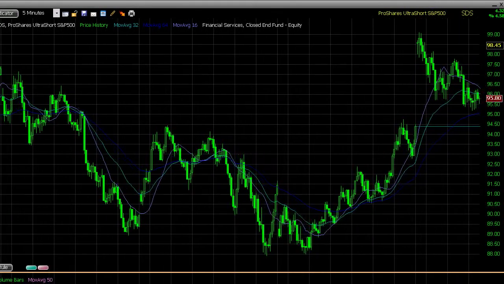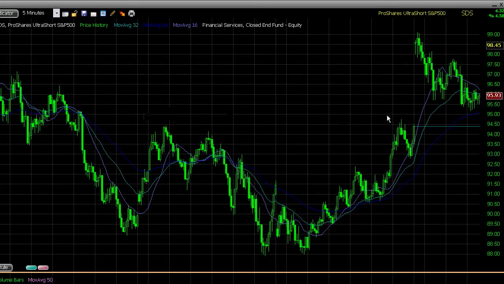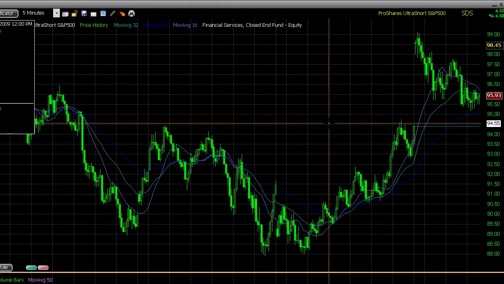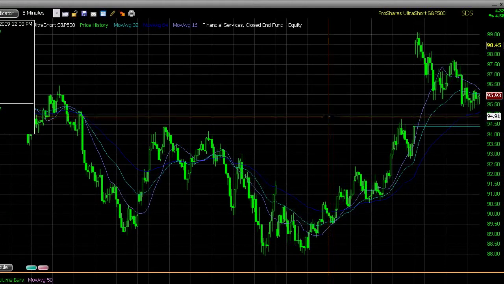There we go. Entered in somewhere around there. Okay, so I would enter in here on a long, and what I like to do is I place my stop out below or above the 64 moving average, whichever I end up doing. So in this case, it was a long, so it was below the 64, and I like to do either the first or second support or resistance level below or above the 64.